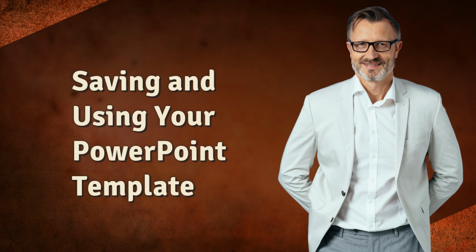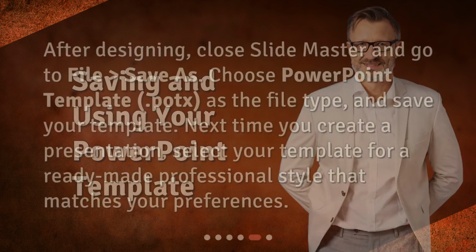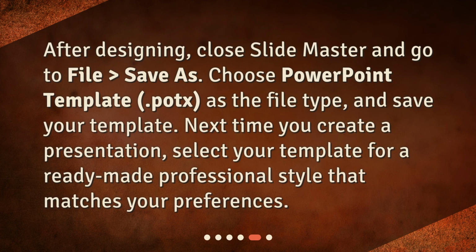Saving and using your PowerPoint template. After designing, close Slide Master and go to File, Save As. Choose PowerPoint template (.potx) as the file type and save your template. Next time you create a presentation, select your template for a ready-made, professional style that matches your preferences.